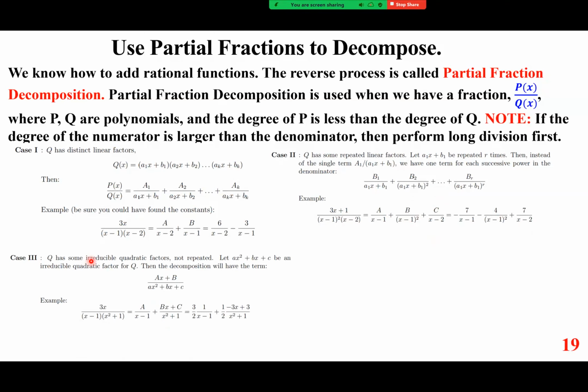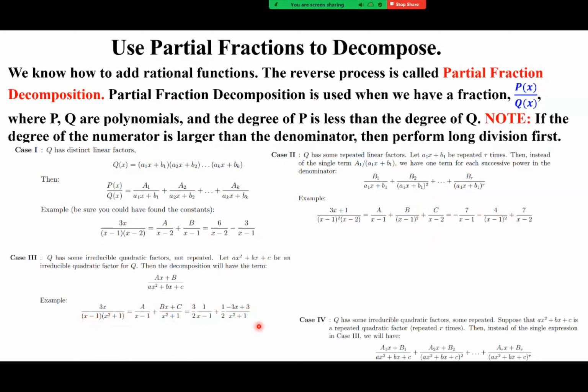Now, some irreducible quadratic factors. So for example, it's easier to follow it here. When you factor, this one can't be reduced. This is of degree 1, x minus 1, but this is of degree 2. So the degree 1, again, a over x minus 1. But for the degree 2, we put bx plus c instead of just a number, over x squared plus 1, and you can go through the process to see what happens.